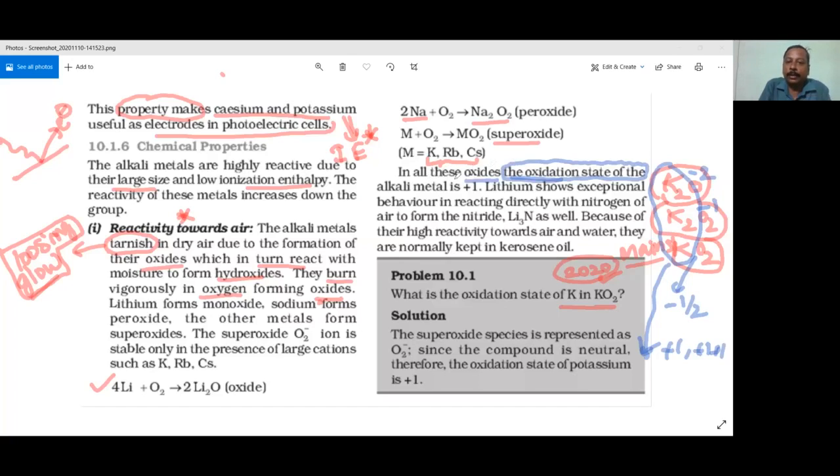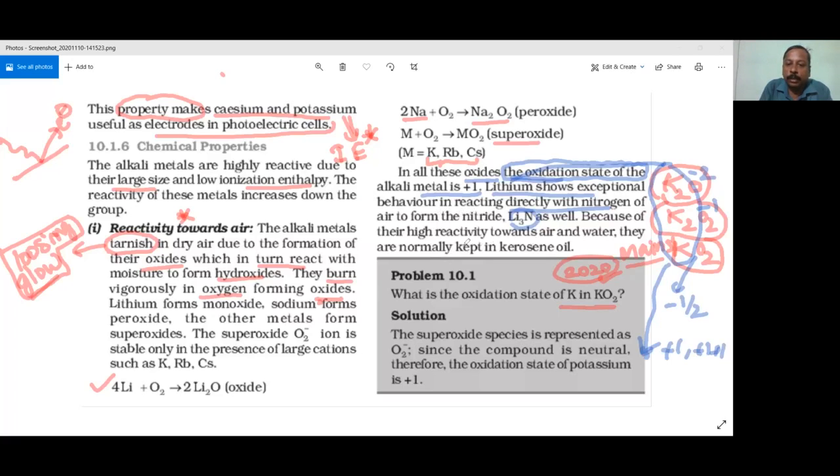In all these oxides, the oxidation state of the alkali metal. This is the sentence by which this question is framed. All questions are framed from the NCERT only. Then lithium shows exceptional behavior of reacting directly with nitrogen. The question is which of the alkali metals directly reacts? Only lithium; the rest cannot react with nitrogen directly.